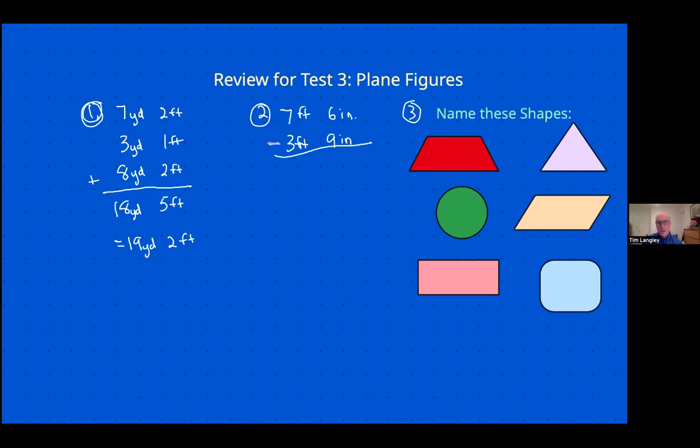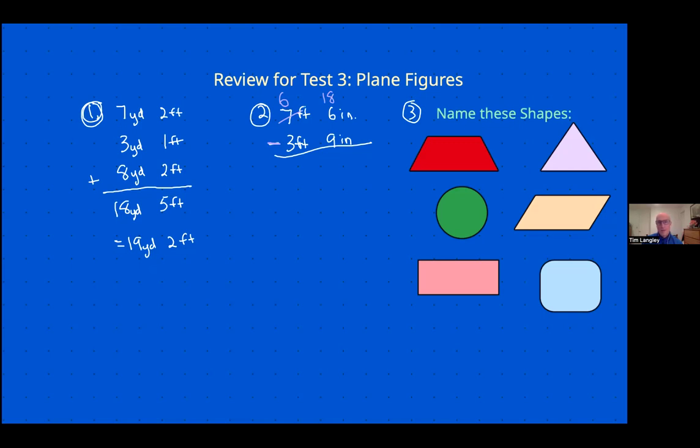I'm going to cross out the seven, make it a 6 feet. But as you recall, I'm bringing over a foot, 1 foot. I'm bringing one over, but it's a foot, which is 12 inches. So if I take my 12 and my 6 and add them together, I now have 18 inches here.